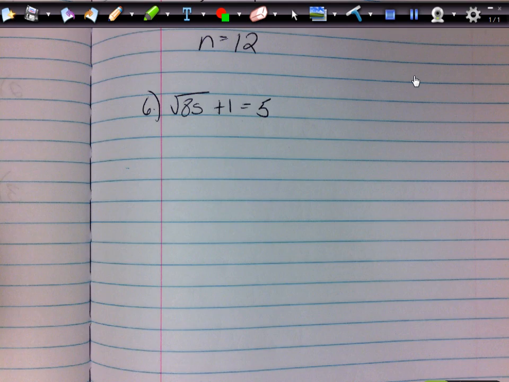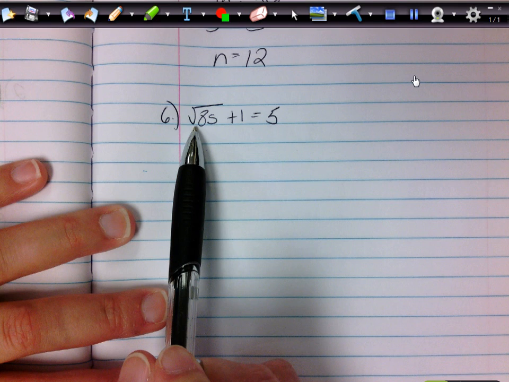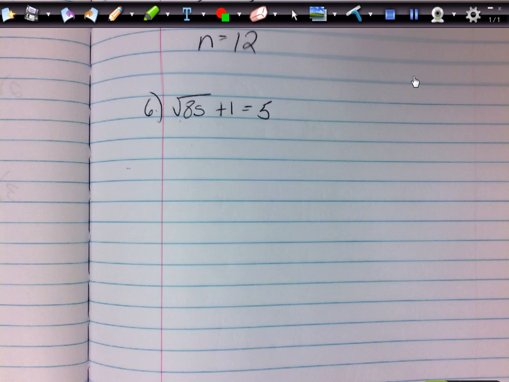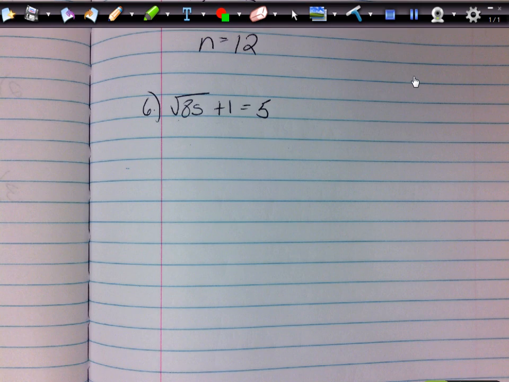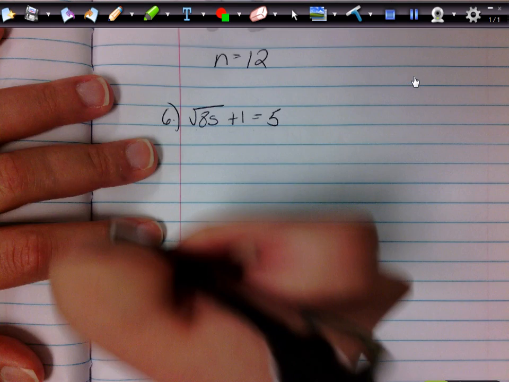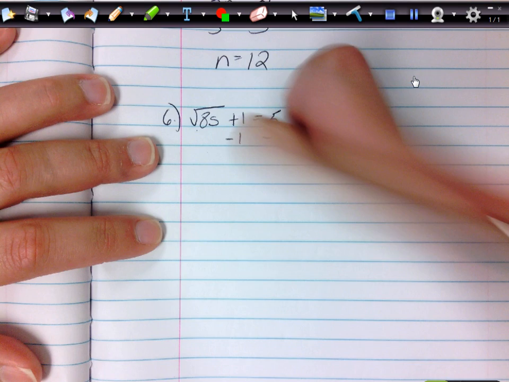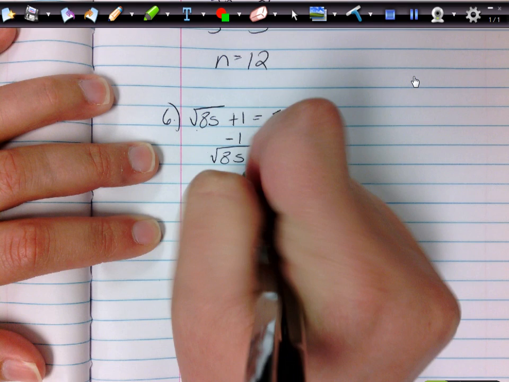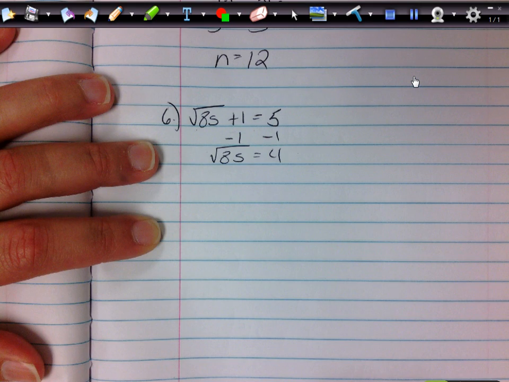All right, go ahead and write down number 6. We have the square root of 8s plus 1 equals 5. So to solve this one, first of all, I need to get the square root or the radical sign by itself, and I do have a plus 1 that's on the outside, so I have to move it first. I can't square both sides until I move everything away from the radical sign. So I need to move that 1. It's a plus 1, so I'm going to subtract 1 first. And I have the square root of 8s equals 4, because 5 minus 1 is 4.